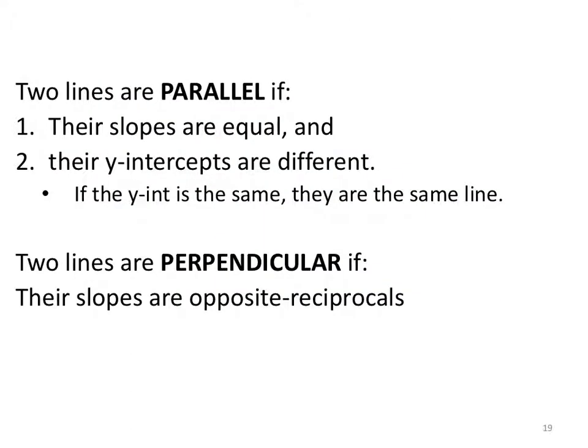For parallel lines, we need to look for 2 things in the equations. Well, actually, for both these, we're looking for one thing first, and then sometimes we need the second thing. We need to look at the slopes, first of all, okay? If the slopes are equal, then we have to look for the y-intercepts. If they're different, then we have parallel lines. That means they'll just never touch, okay?